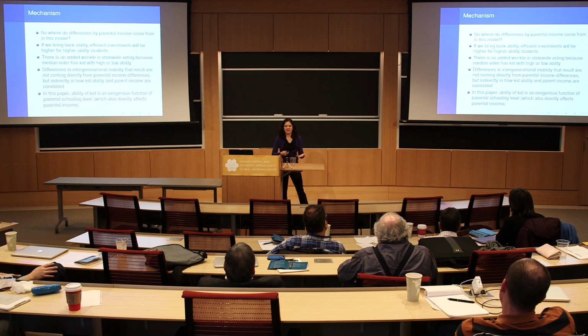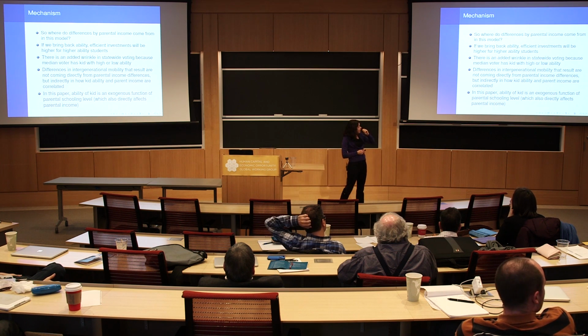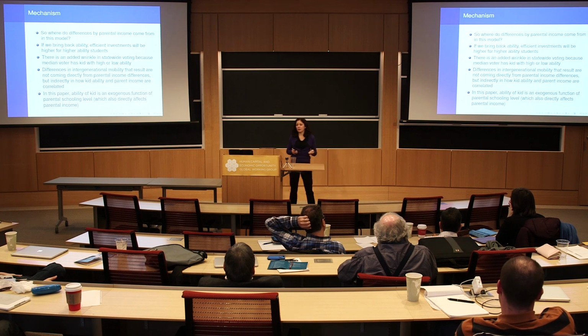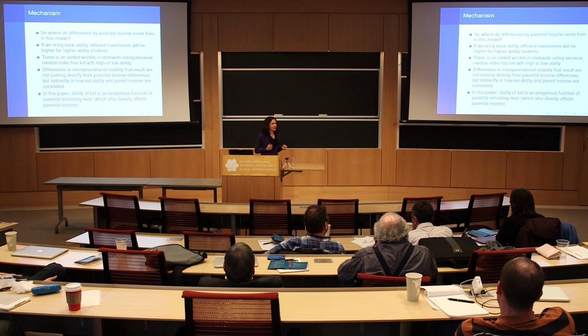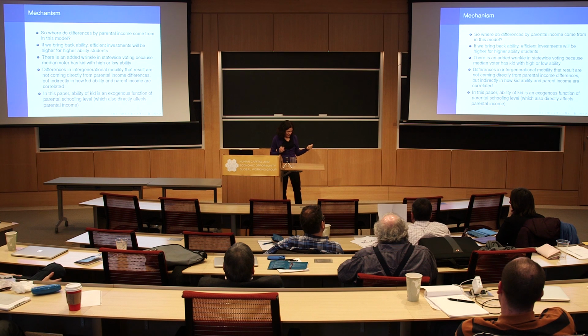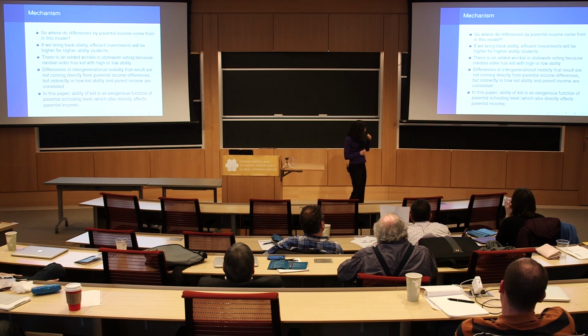So obviously I stripped it down. If we bring back ability, efficient investments are going to be higher for higher ability kids. There's going to be an added wrinkle. This is why I took ability out, because it's really hard for me to think about the redistribution motive of taxation and then add in ability, because high ability parents, if you're the median voter, are going to want more spending. Low ability parents are going to want less. And so that makes things a little bit trickier.